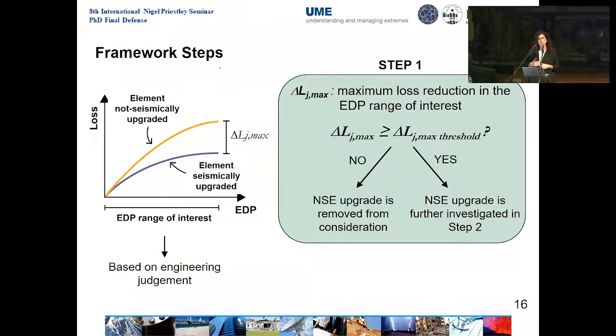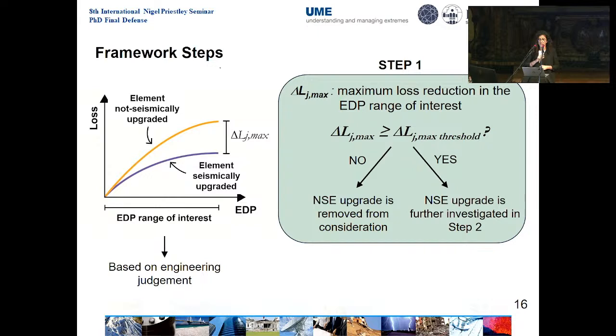The component in the not seismically upgraded configuration will be the orange line in here, while the second loss EDP function is the component in its seismically upgraded configuration, which is the blue line in here.